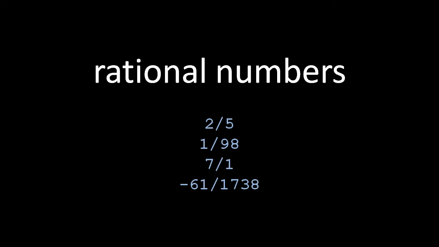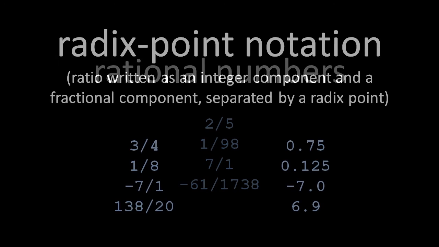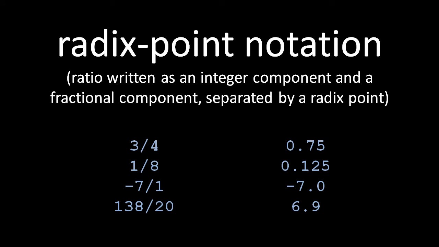The implication of this is that when we say you can represent this range of rational numbers given this number of bits, we don't mean you can represent every possible rational number in that range, because you simply can't represent an infinite number of values unless you have an infinite number of bits, which of course we never do. Rational numbers are often not expressed as ratios, but rather as an integer component and a fractional component separated by what's called a radix point. This is called radix point notation. For instance, the ratio 3/4 is represented in radix point notation as 0.75.